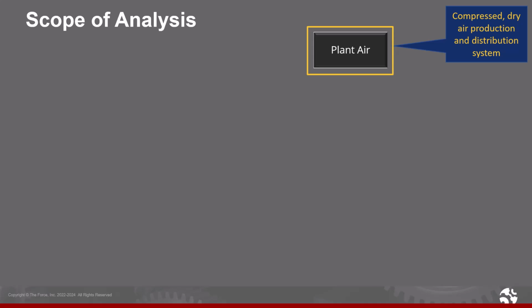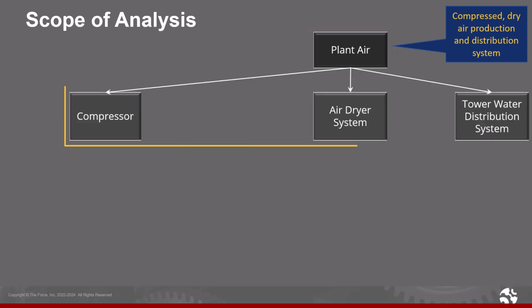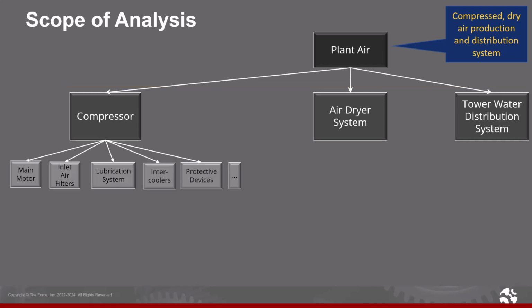In this case, we'd segment it into three key systems: a compressor, the air dryer system, and the tower water distribution system. We can continue to refine our approach by breaking down each system into more specific components. For example, within the compressor, we include the main motor, inlet air filters, lubrication system, intercoolers, protective devices, and more.